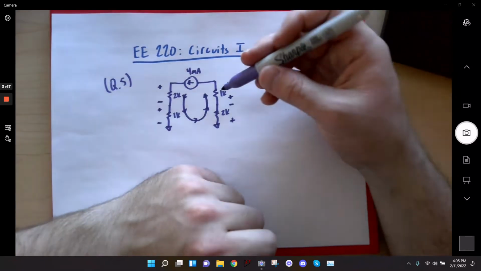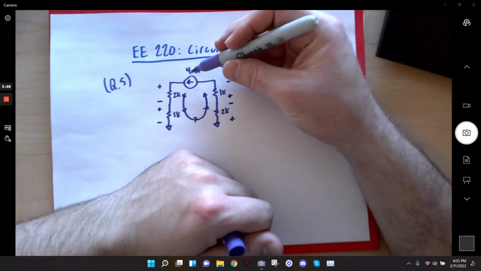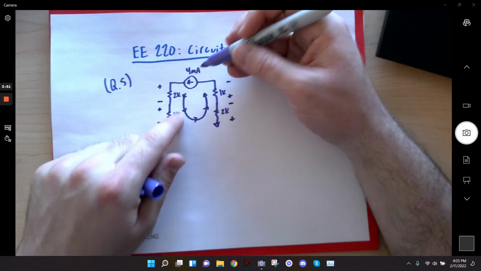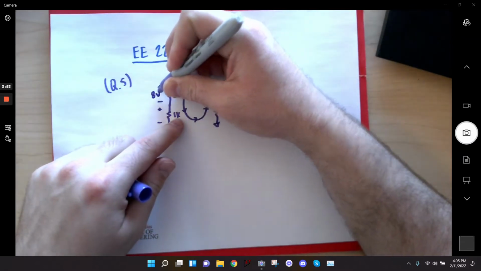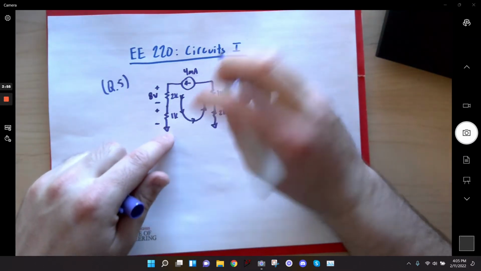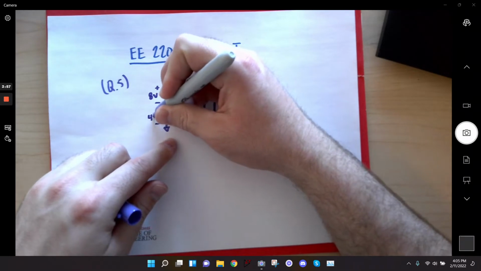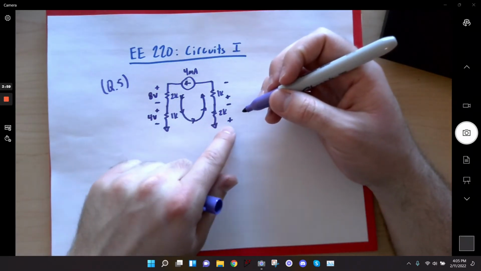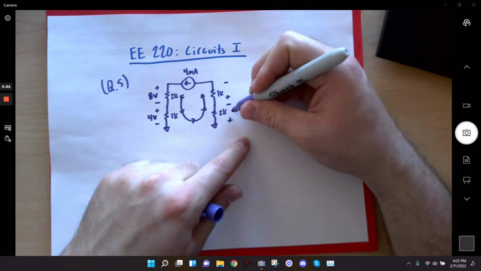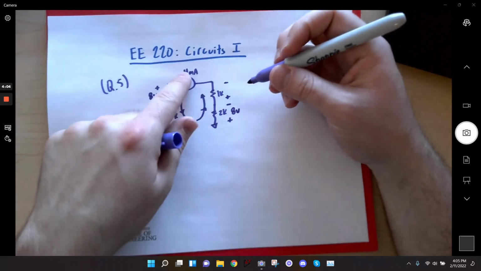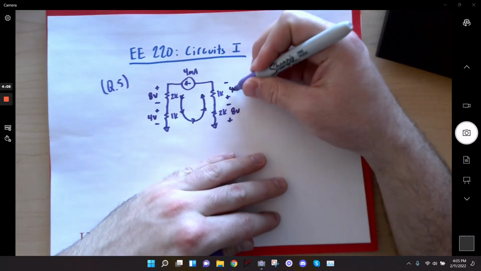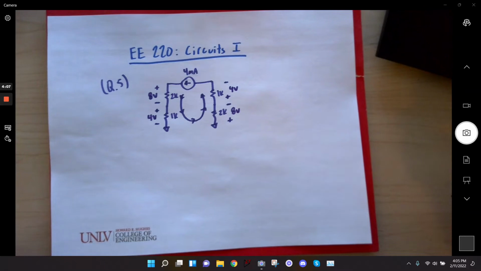Okay. So now we find the voltage drops. We just go 4 milliamps times 2K. That's going to give me 8 volts. 4 milliamps times 1K. That's going to give me 4 volts. And then on this side, 4 milliamps times 2K is going to give me 8 volts. And then 4 milliamps times 1K is going to give me 4 volts. So there's my voltage drops, right?